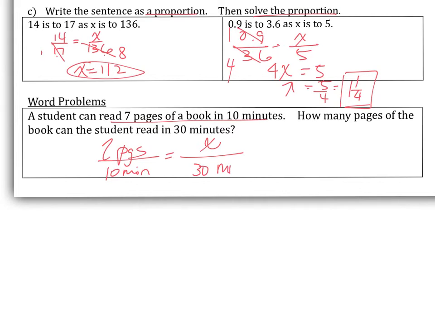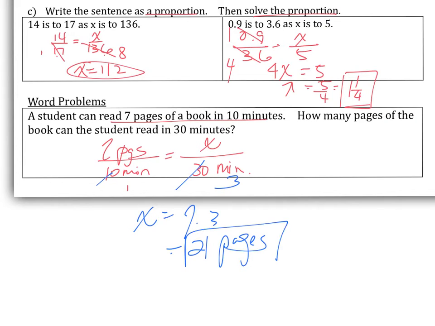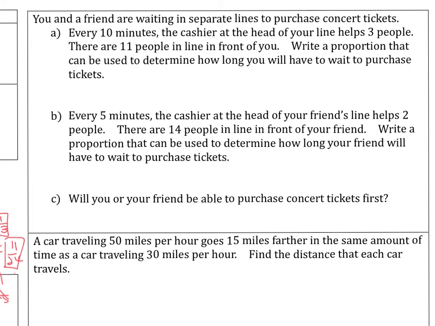So we have a proportion here. Okay, so we cancel. X equals 7 times 3, that's 21 pages. You and your friend are waiting in separate lines to purchase concert tickets. Part A. Every 10 minutes, the cashier at the head of your line helps 3 people. So 10 minutes, 3 people. I can set up a ratio. There are 11 people in front of you. Write a proportion that can be used to determine how long you will have to wait to purchase tickets.